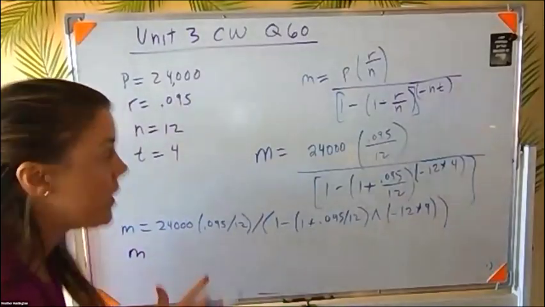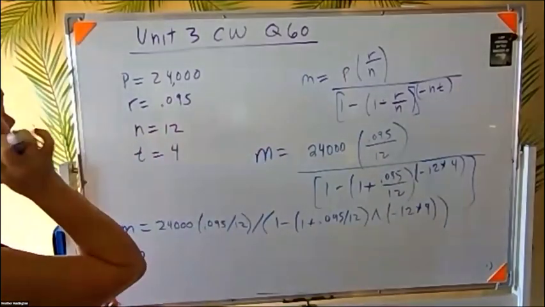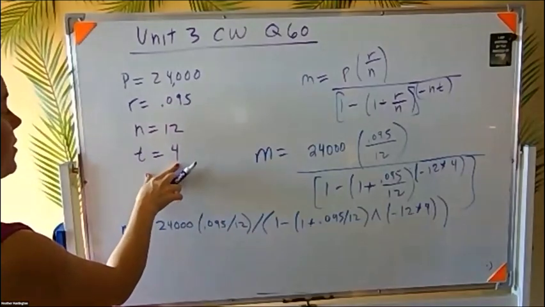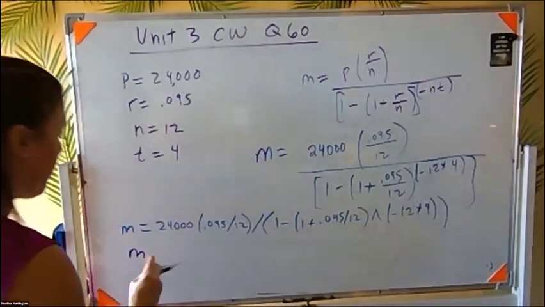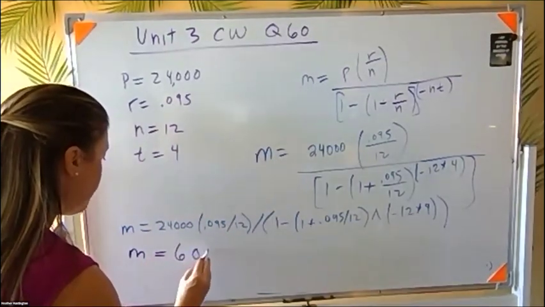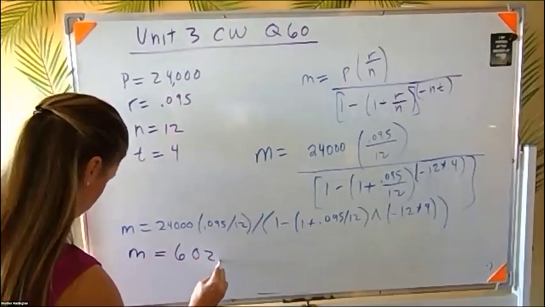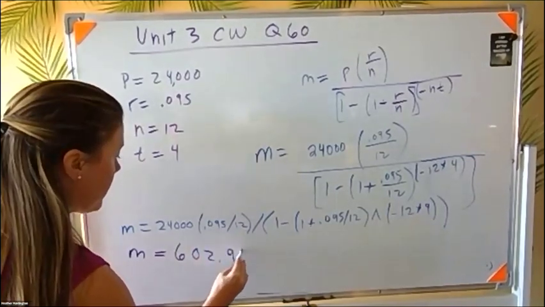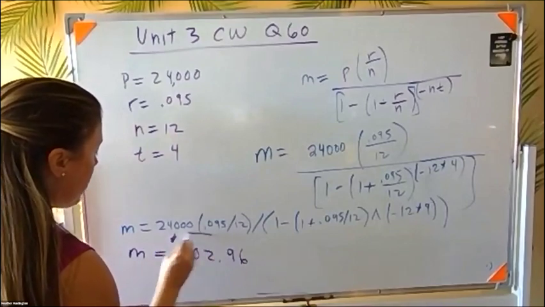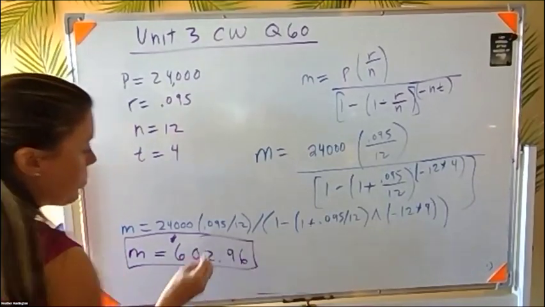The answer is what? The monthly payment. So how long are we paying this for? We're paying it for 4 years. We're paying every month $602.96. So you always want to round it to the nearest cent if it doesn't say what to round it to.